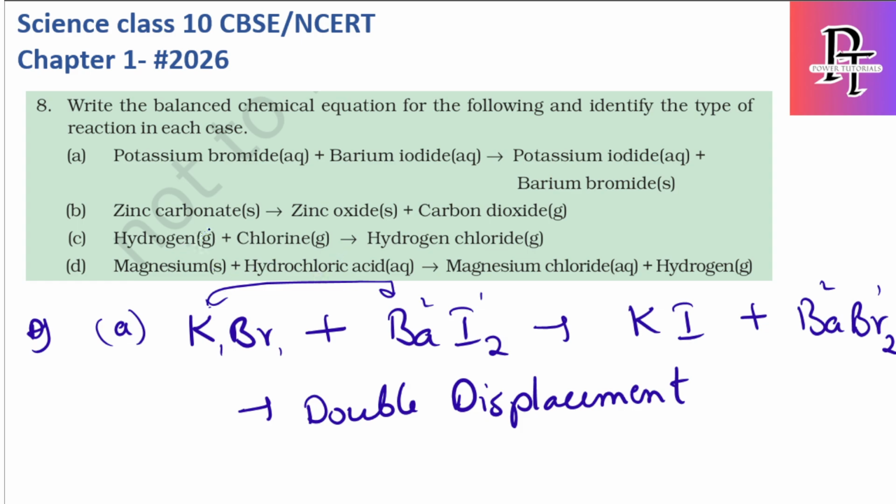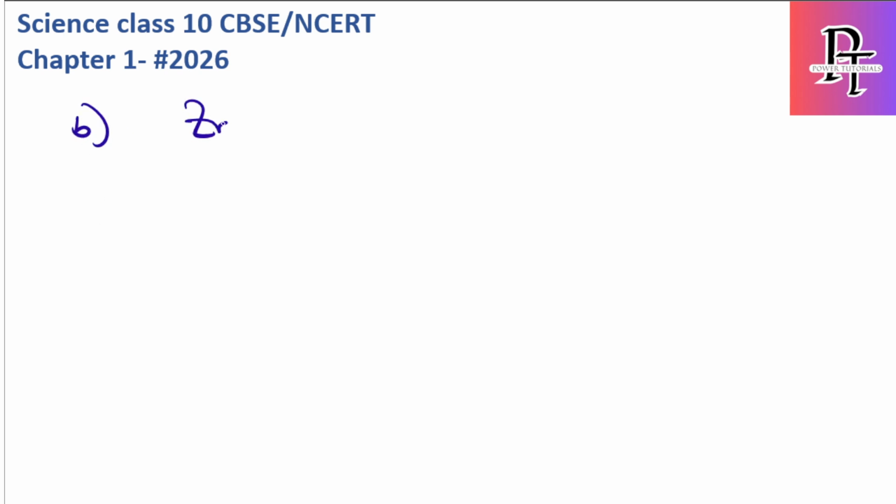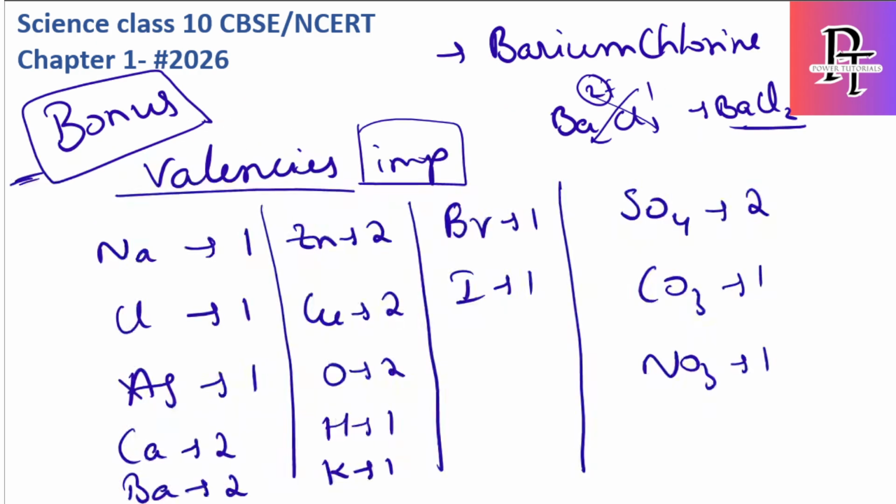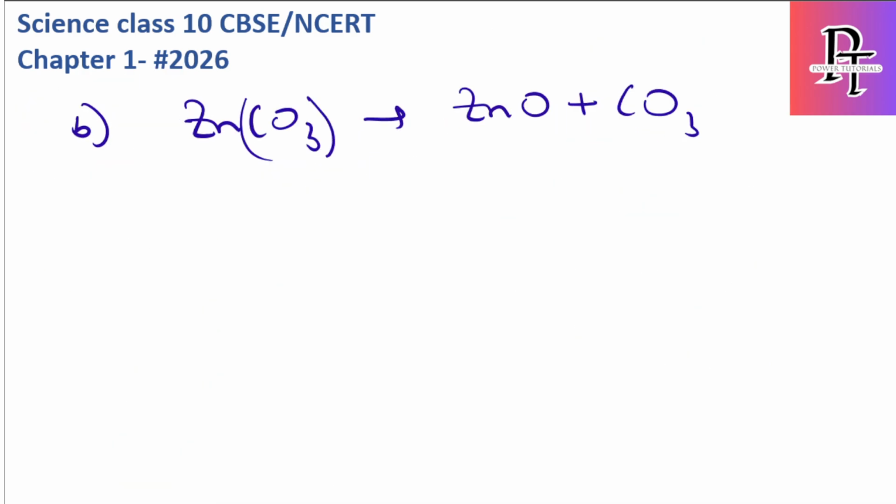Second one, zinc carbonate gives rise to zinc oxide and carbon dioxide. Okay, so what is the valency of zinc? Zinc is 2. So zinc is 2, carbonate is 1, so this becomes ZnCO3 twice. What about here? Zn is 2, oxygen also 2, so both get cancelled out, it is ZnO, and then CO3. Here CO3, I already told you the valence is 1, so no need to write it.